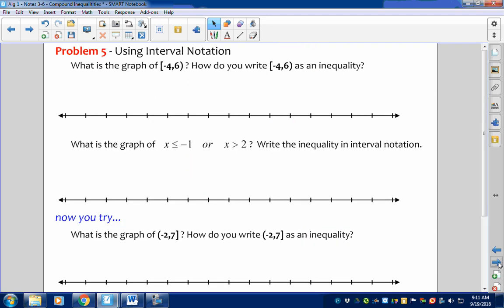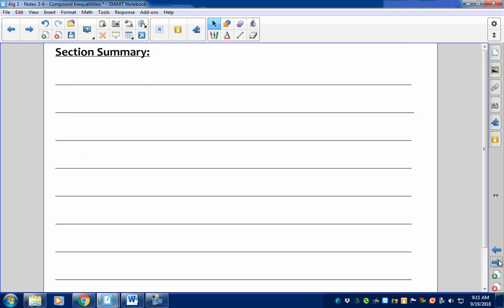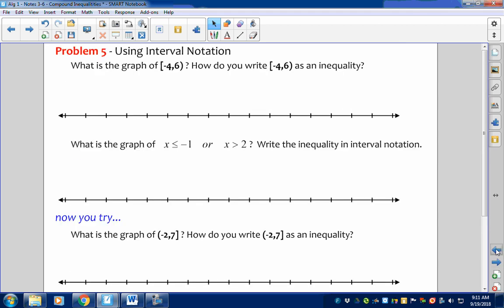Right, so this is the last example. Using interval notation. So towards the end of the classwork, I'm going to ask you to do this classwork. It'll become homework too, or you can finish it for homework. It says, what is the graph of [-4, 6)?